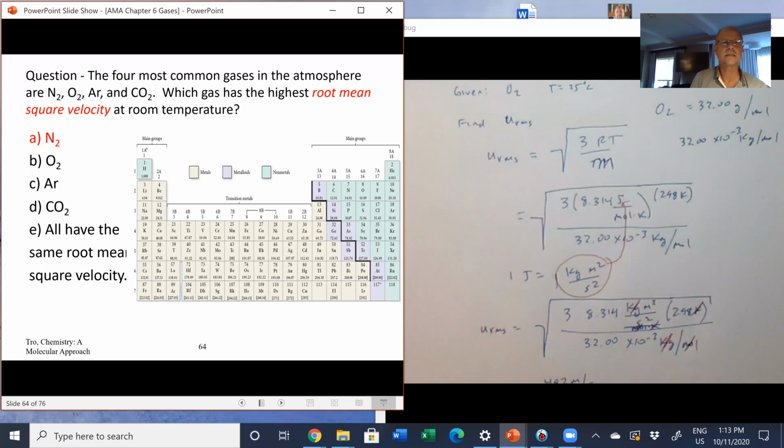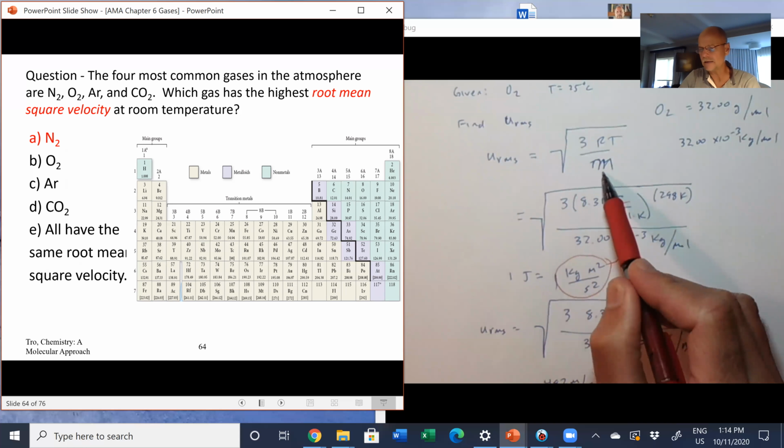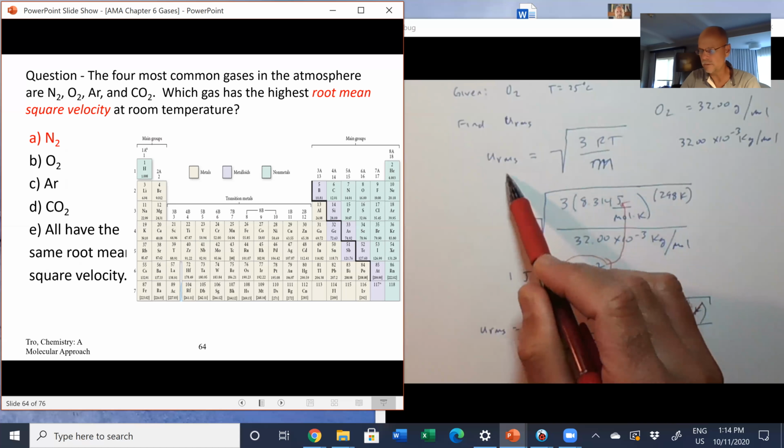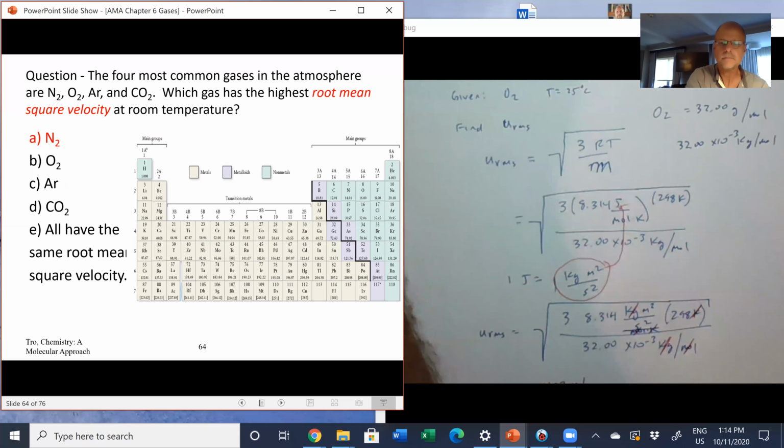The correct answer is A, nitrogen, right? Why does it have the highest root mean square velocity at room temperature? Because it's the lightest of all of these, right? It has the lowest molar mass. So if you look at this equation, as molar mass goes down, root mean square velocity goes up, okay? Does that make sense? All right, let's move on.